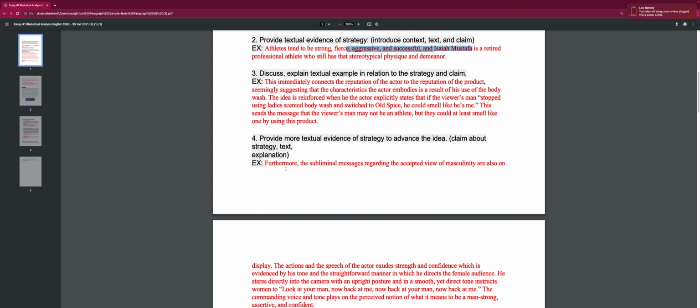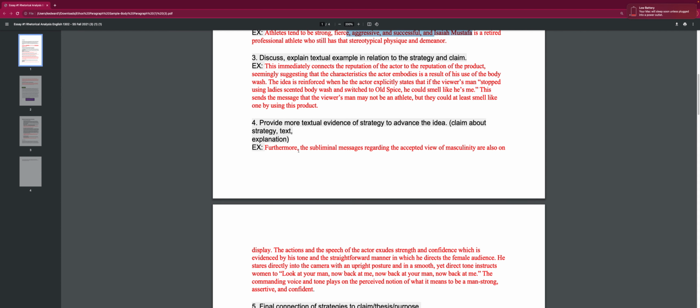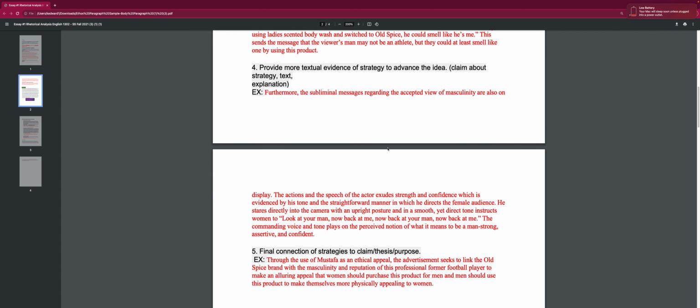Ethos is also developed through the messages or the dialogue, right? So it says, furthermore, right? This is a nice way to transition when you're about to add an additional piece of evidence. You can also use transition words like also or moreover or in addition to, right? So this one just uses furthermore. The subliminal messaging regarding the accepted view of masculinity are also on display, right?